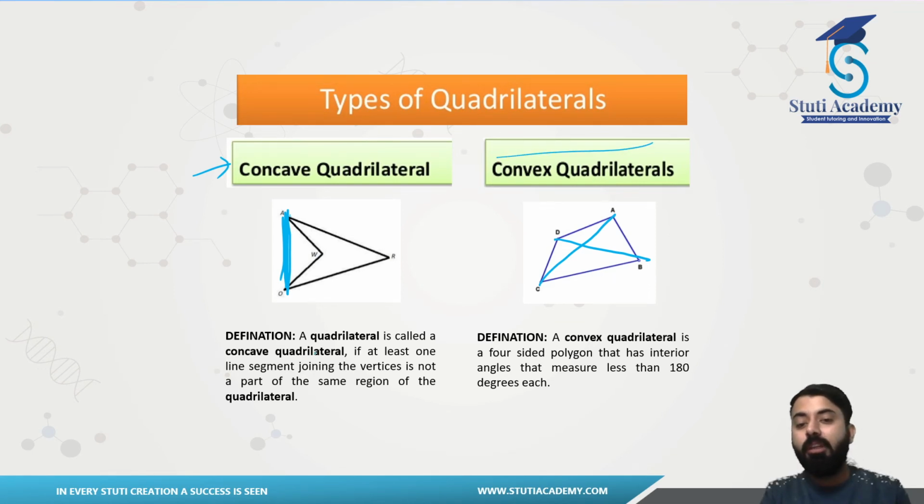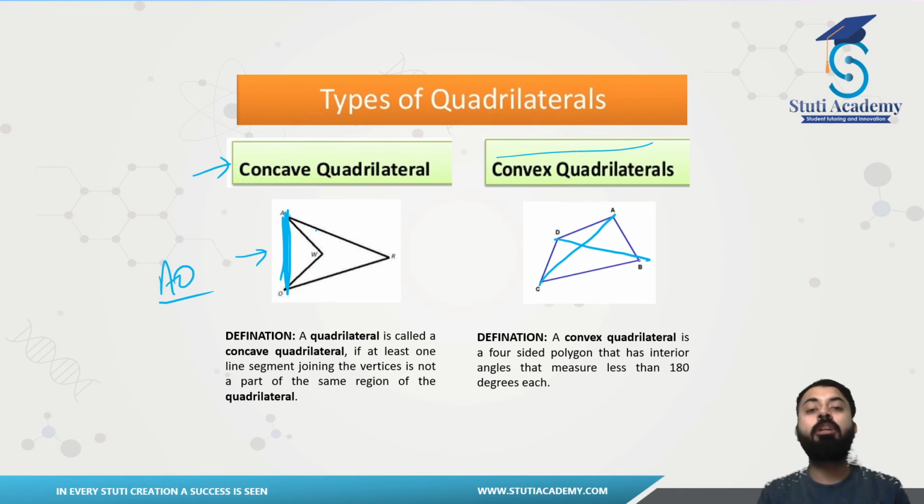So see, a quadrilateral is called a concave quadrilateral if at least one of the line segments joining the vertices is not part of the same region. That is what has been told here. So if you join two vertices and the line, which is in our case AO, is not part of this quadrilateral, that means it is lying on the outside. So this will be a concave quadrilateral.